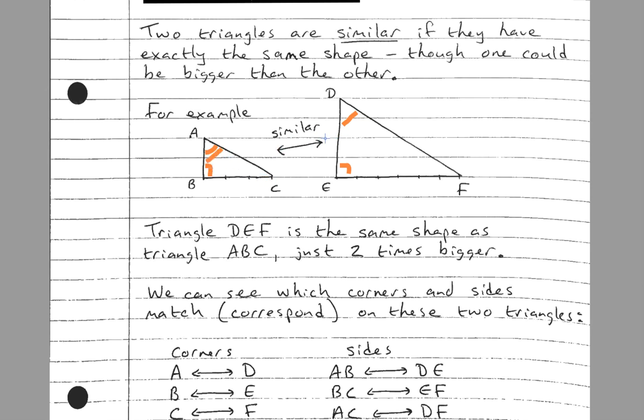So maybe use 2 for those to match, and then the angle at C, maybe about 30 degrees, 35 degrees. Well, if this is 35 degrees, the angle at F should be 35 degrees. So two triangles are similar. The real definition is if the angles match, but that's really the same as saying they're the same shape, but maybe one could be bigger than the other.